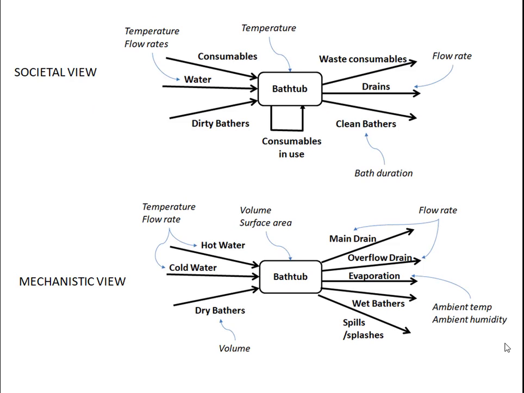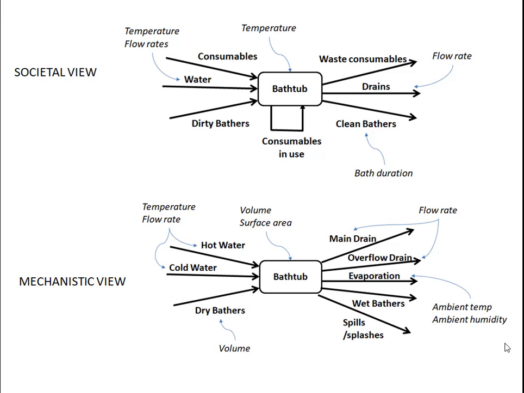Don't try to do all of this in one model. Don't try to model mechanistic components of your system as part of your societal view, and don't try to model your societal view as part of your mechanistic view. These are both legitimate viewpoints on the bathtub system that I would want to capture. So models like these allow me to capture that very, very quickly and very early in the process. That's the real value of stock and flow diagrams.